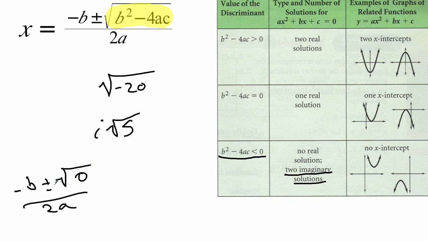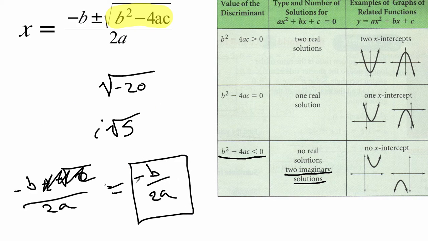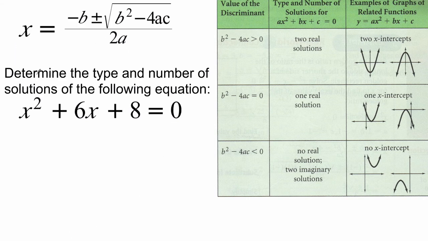If that's 0, this thing goes away. Plus or minus 0 is just 0. So you get negative b over 2a. That's one solution. There's only one solution to the equation if it's perfectly equal to 0. Alright, so let's use that fact to help us determine the type and number of solutions in this example.